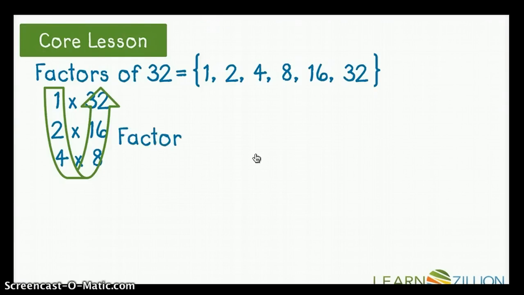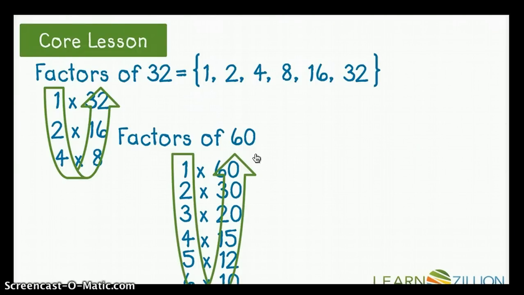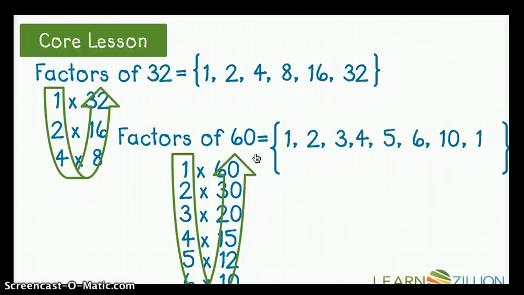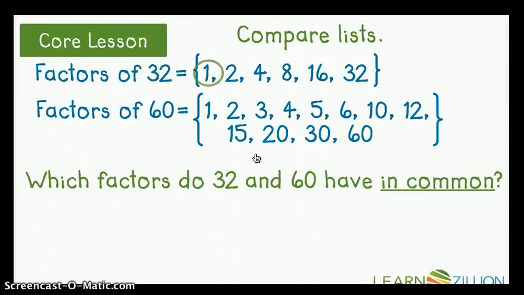I know that the facts of 60 are listed here. I want to follow those facts around to arrange them in order from smallest to largest. And now I have a list of the set of factors for 60. I'm going to take a look at both of these lists and compare them. I know that 1 is a common factor.